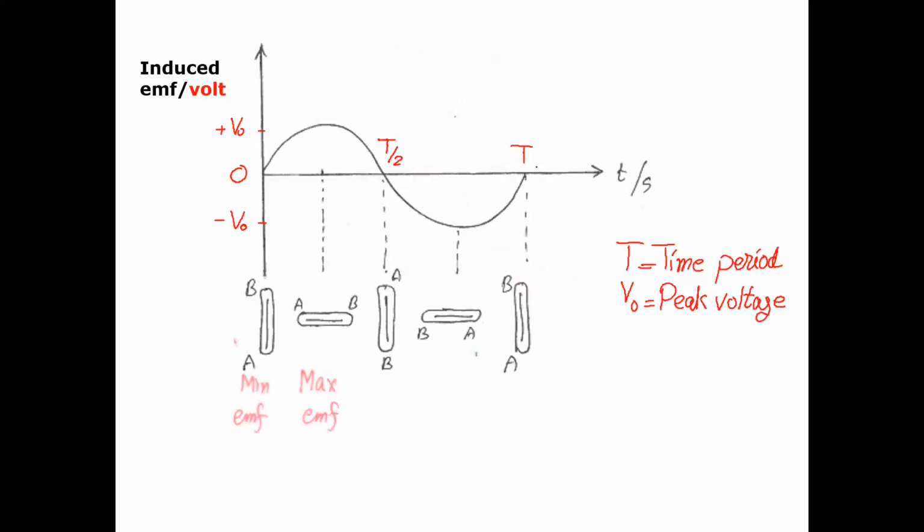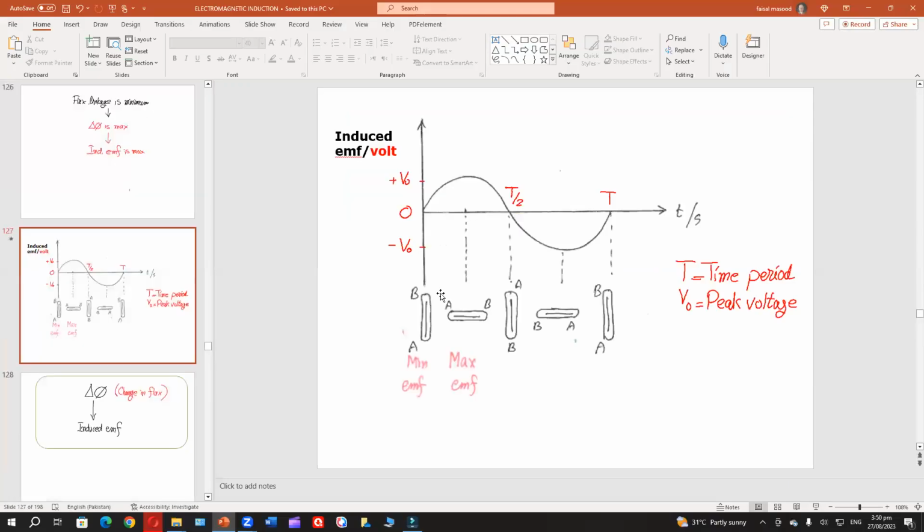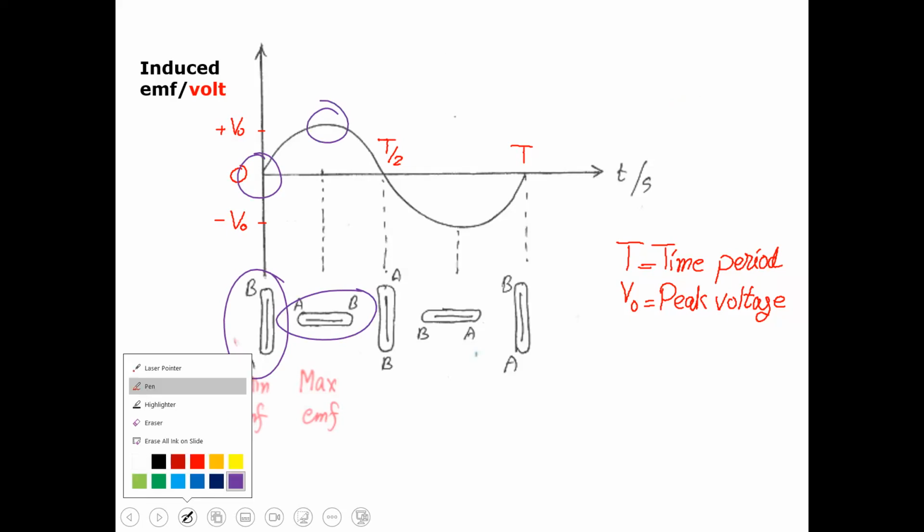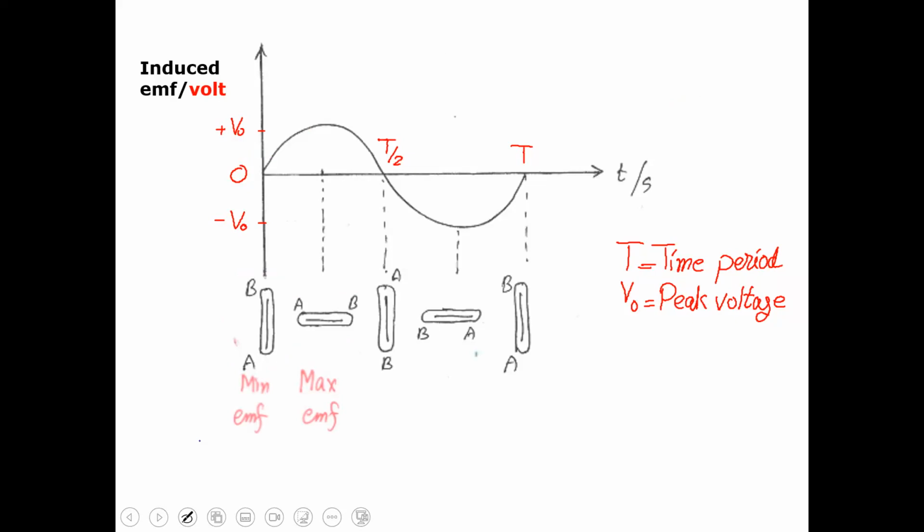Now, this is a very technical sketch. The output is an AC voltage. Look at the coil position. When the coil is vertical, the output EMF is zero. When the coil is horizontal, output EMF is maximum. So it shows that when the coil is perpendicular to the field, output voltage is zero, and when the coil is horizontal, parallel to the field, output voltage is maximum. You have to copy this screen.